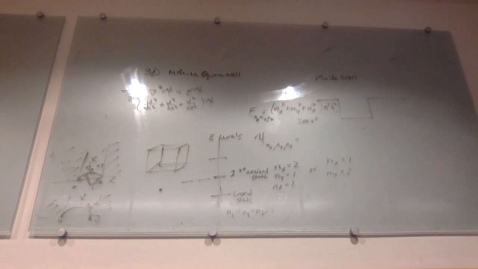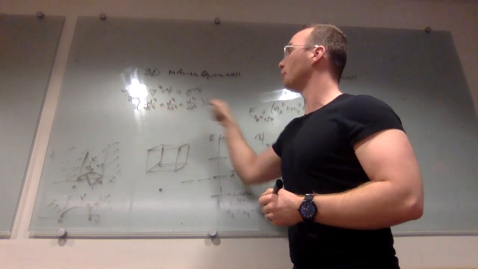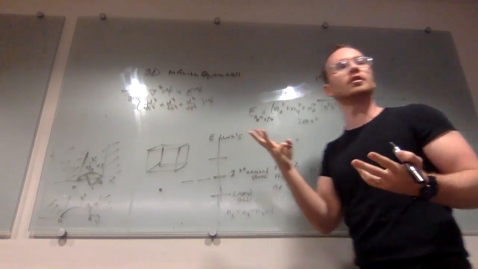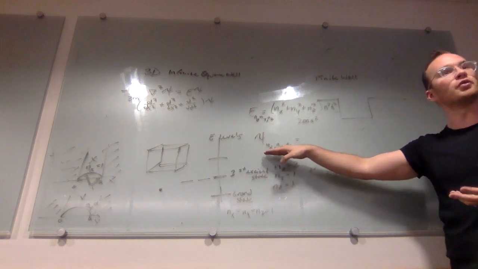So that's the 3D version. As you can see, it's actually not that hard. There's nothing new in terms of having to solve a different equation. It's just that when you plug this in, you can separate it into 3 separate equations. Of course, the total wave function is going to be just the product of those 3.